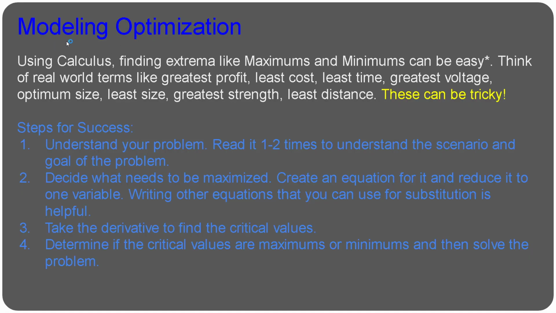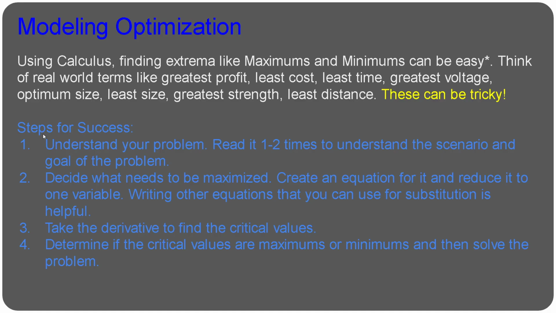Okay, so now let's move on to modeling optimization. So once again, using calculus, finding extrema like maximums and minimums can be easy, with an asterisk, because these problems can be tricky sometimes. If you think about real world terms like greatest profit, least cost, least time, greatest voltage, optimum size, least size, greatest strength, least distance, this is all optimization based. Using calculus, you can find all of these maximums and minimums, whatever.